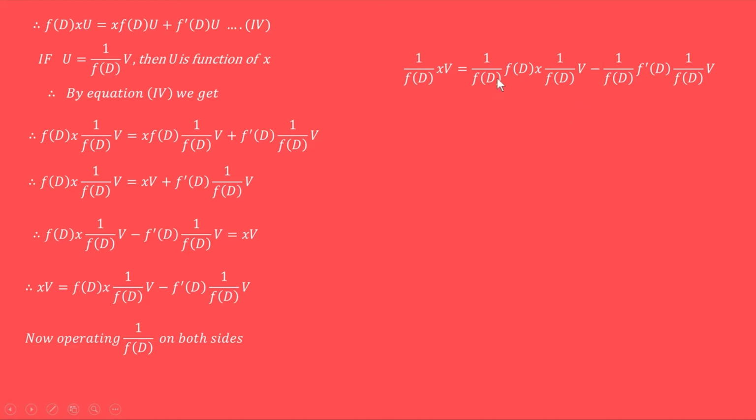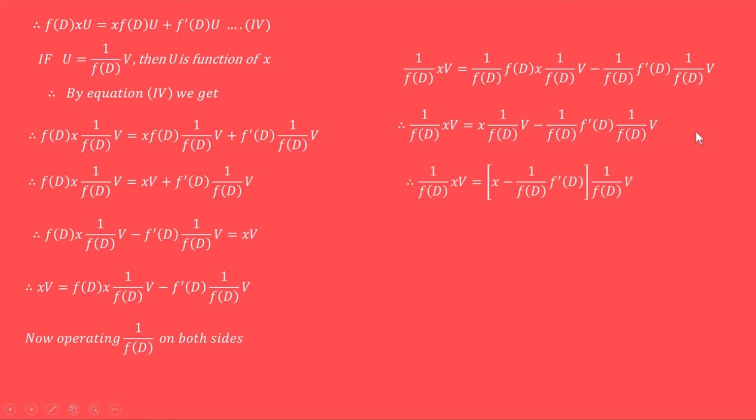Now observe that here this f of d gets cancelled. So 1 upon f of d xv is equal to x into 1 upon f of d into v minus 1 upon f of d into f dash of d into 1 upon f of d into v. And therefore, 1 upon f of d into xv is equal to, see this term here, 1 upon f of d into v and 1 upon f of d into v is common, so take that common outside, and so we get 1 upon f of d xv is equal to x minus 1 upon f of d into f dash of d into 1 upon f of d into v. That's our result, hence proved.